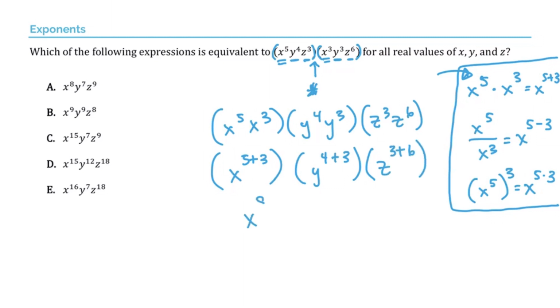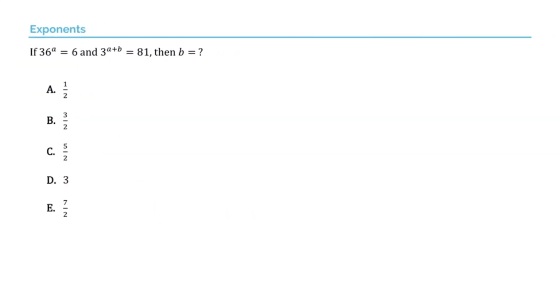So our final answer is going to be x to the 8th times y to the 7th times z to the 9th, which looks like option A. Let's just double check. X to the 8 is right, y to the 7, z to the 9, perfect. A is the correct answer. So our next exponents question is much more challenging.